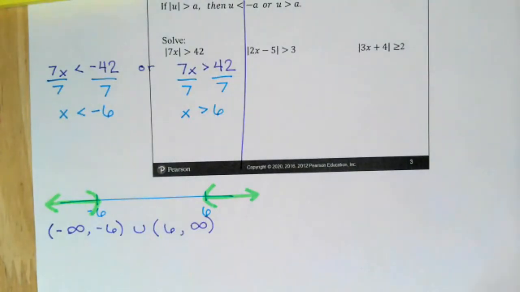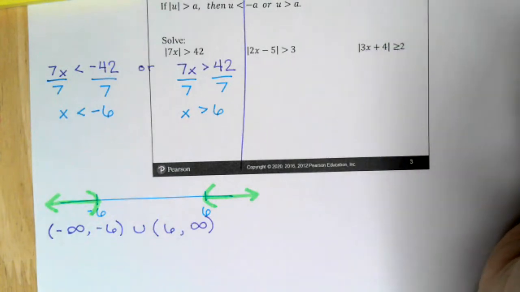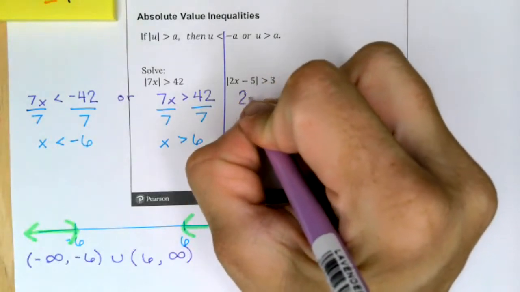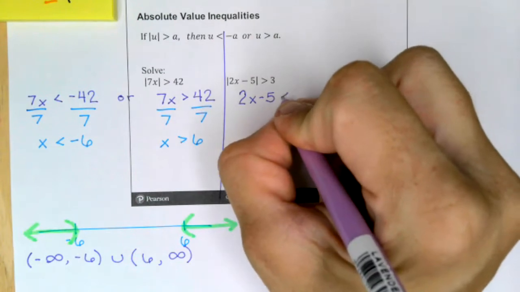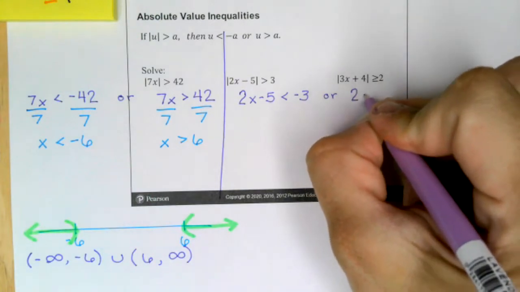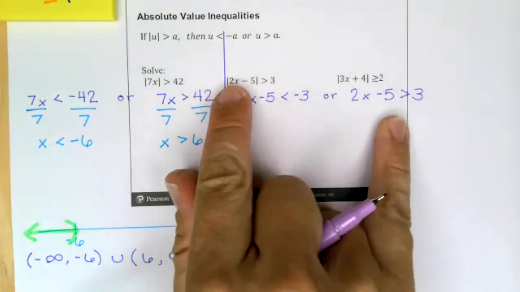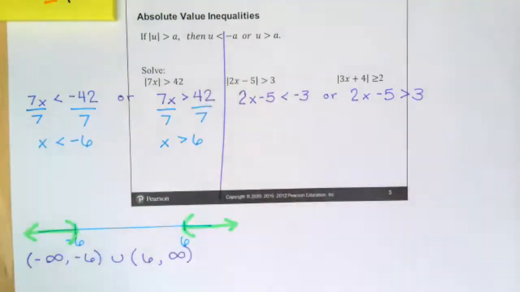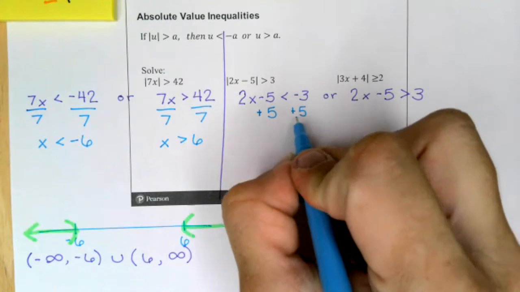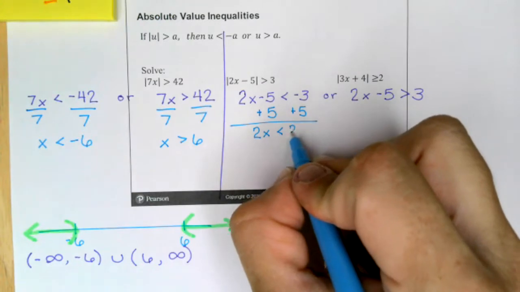All right, next one. Already isolated. Now we're going to set them each, okay? 2x minus 5 is less than -3, or that same 2x minus 5 is greater than 3. That exact same equation without the bars. Now I just solve for x. Add 5, add 5. 2x is less than 2.